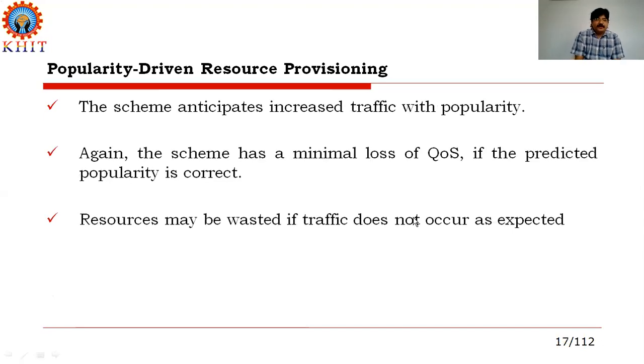The next one is popularity-driven resource provisioning. This scheme anticipates increasing traffic with popularity. The traffic over a particular machine will automatically scale up or scale down, based mainly on the traffic imposed on the server. Again, this scheme has minimal loss of quality of service if the predicted popularity is correct. The resources may be wasted sometimes if the traffic does not occur as expected. So basically, these three provisioning methods, popularity, event, or demand driven, are required for stabilizing in the market.